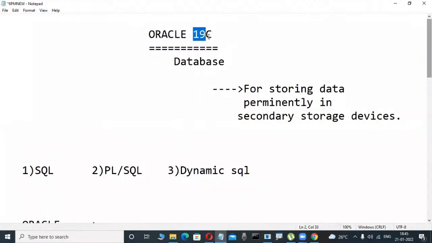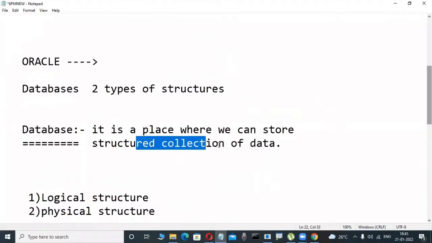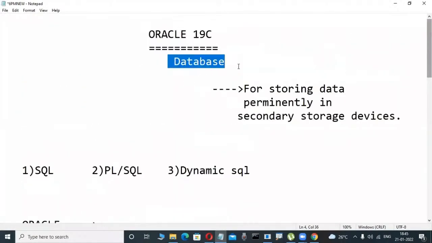In our course we are learning the 19c version only. This is a database product. What is a database? If anybody asks, as developers we say it is a place where we can store a structured collection of data. That is the logical side. What is the purpose of databases? Not only storing data permanently, but also retrieving and fetching data efficiently from some place.